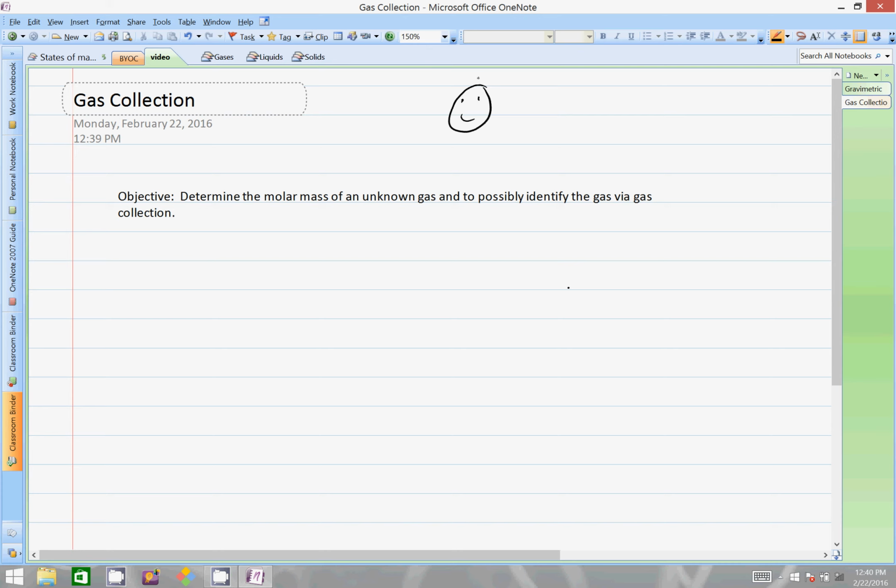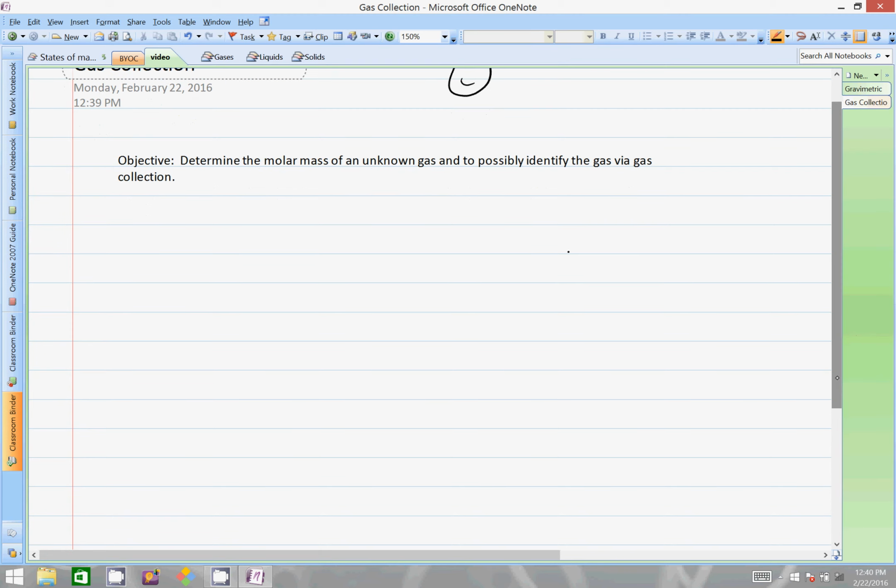So a couple of things first here is that we have a list of possible unknown gases. We have methane, which is simply just one carbon, ethane, two carbons, and those are hydrogens. We have propane, and we have butane.